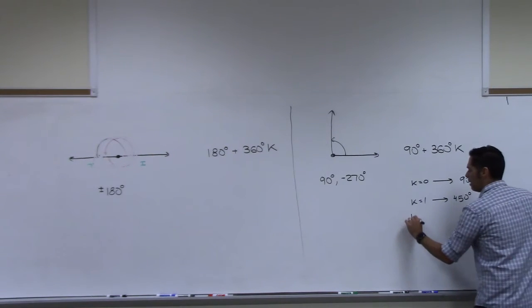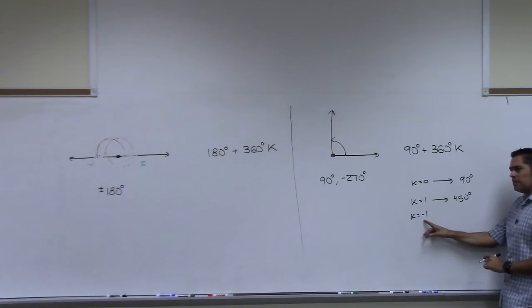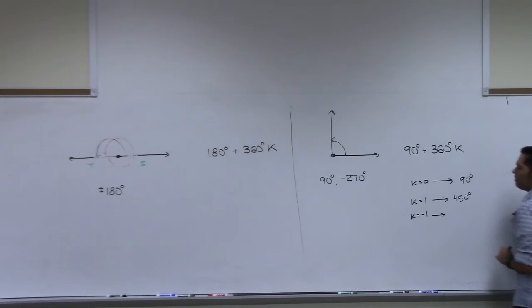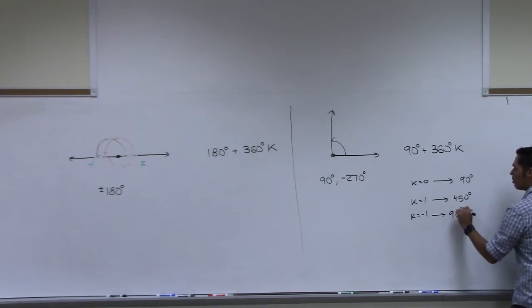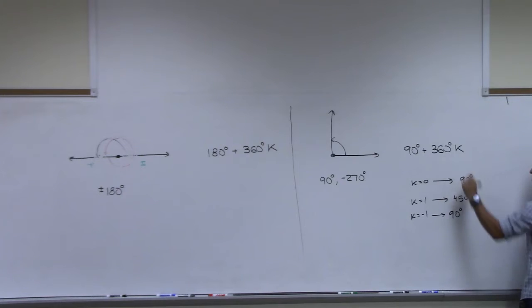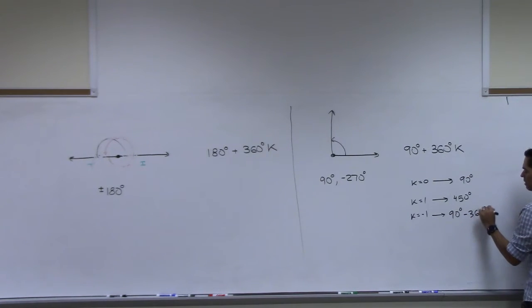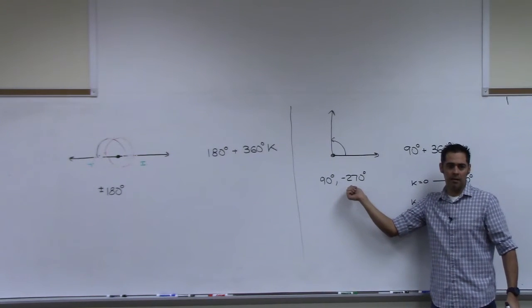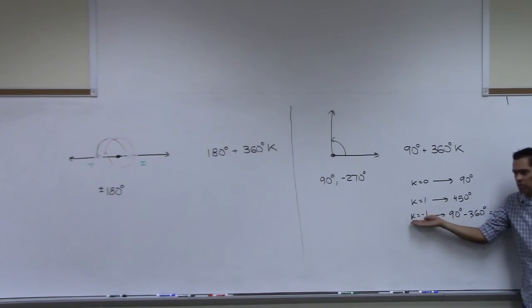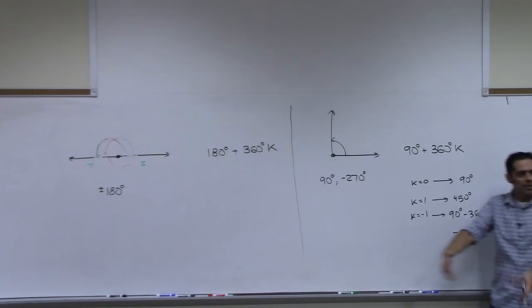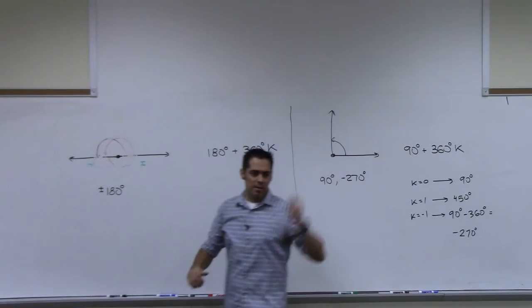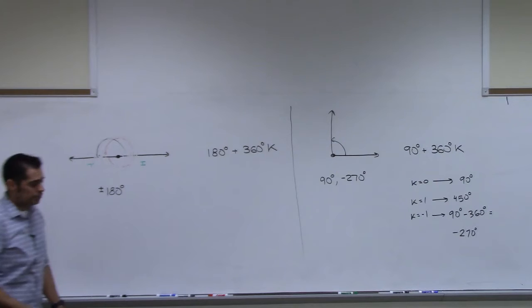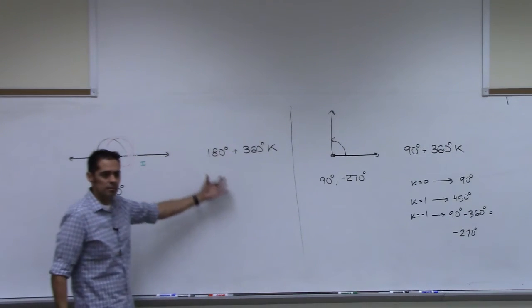How about a negative k? How about k is negative 1? Can k be negative? Yes, it can. I'm going to do 90 degrees, but instead of plus, this is going to be negative 1, it's going to be minus 360. And what is 90 minus 360? Negative 270, right? That's this guy right here. So if I start listing out 2, negative 2, 3, negative 3, I will come up with the entire list of all the angles that correspond to that. Yes? We could have done that same thing here.